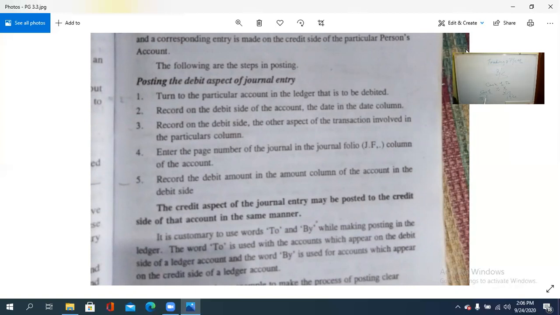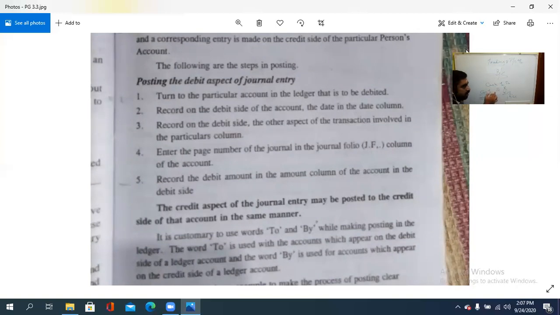Record on the debit side of the account the date in the date column. Record on the debit side the other aspect of the transaction involved in the particulars column. Enter the page number of the journal in the folio column and record the debit amount in the amount column of the account in the debit side. Suppose 1000 is received, cash account to X 1000, and also the credit aspect. The credit aspect of the journal entry may be posted to the credit side of that account in the same manner, like X account by cash.